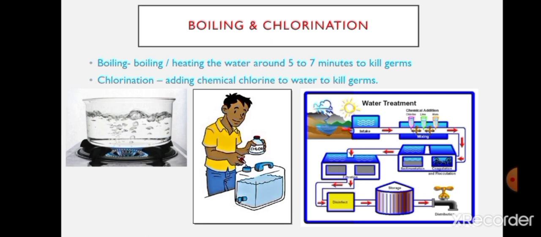Chlorination is another process in which chemicals are added. A chemical called chlorine is added to the water, and this is done at the city water works to provide clean water in towns. Chlorine kills germs. Even in hotels, hospitals, and offices, the chlorination method is used, because there we cannot be boiling the water and giving it to everyone. So in such places, in towns and cities also, chlorine is added to the water, and it is supplied to the home.